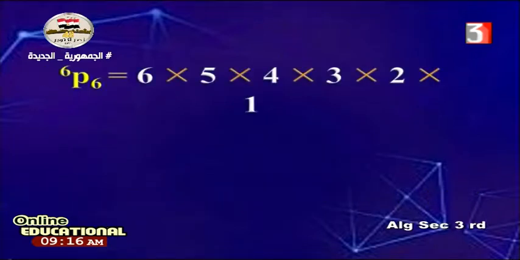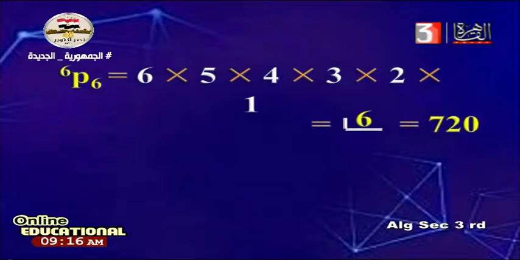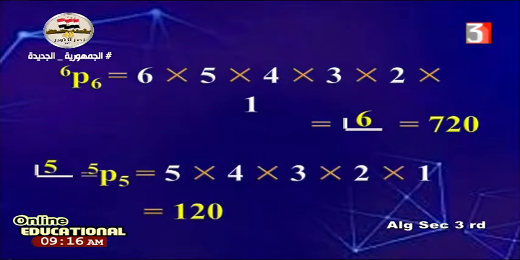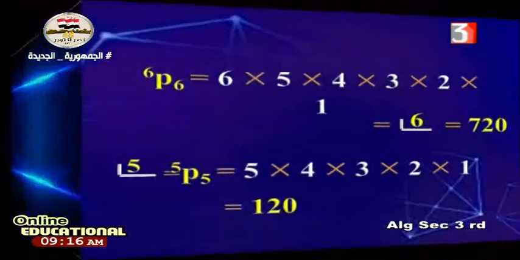6 permutation 6 equals 6 times 5 times 4 times 3 times 2 times 1, equal to factorial 6, which is 720. Factorial 5 is 120. By the same method, we can use a calculator to calculate factorial 6, factorial 7.